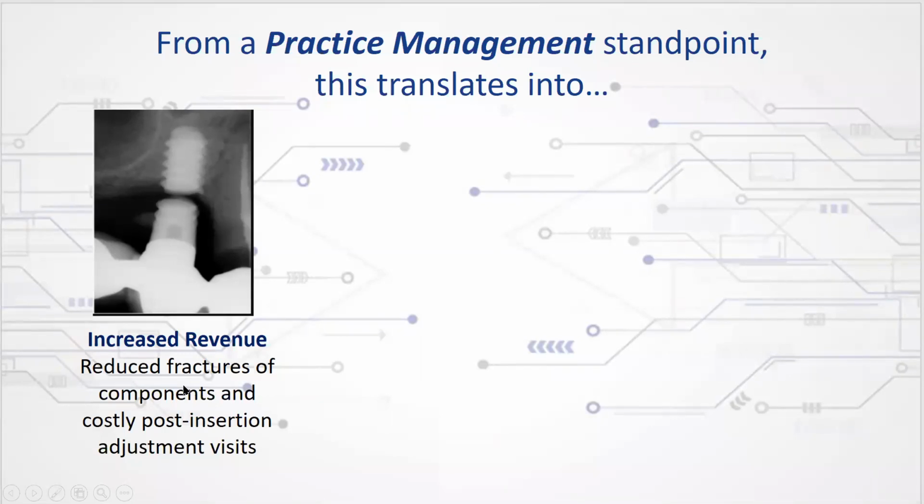But the most important reduction comes from reducing those costly post-insertion adjustment visits, where you can't do the crown in room number 1 because you have to see Mrs. Smith again in room number 3 for the 5th time or the 7th time because she's not comfortable with the crowns that were placed a few weeks back. Right? And that's a huge problem that pervades dentistry. It's something that I've seen all over the world.